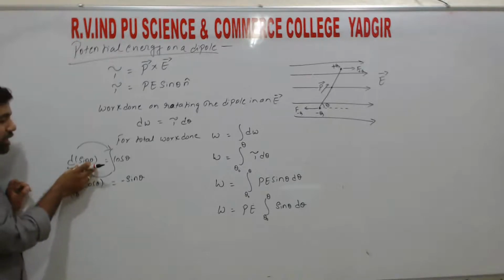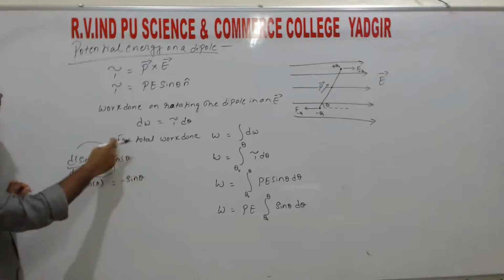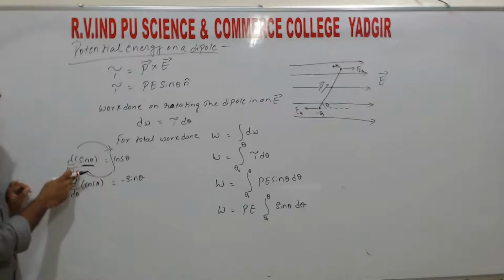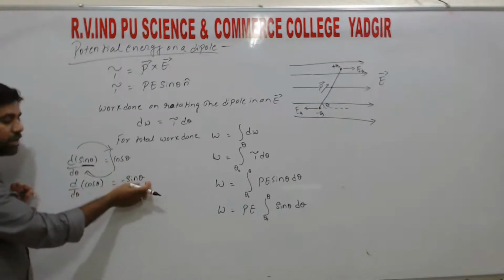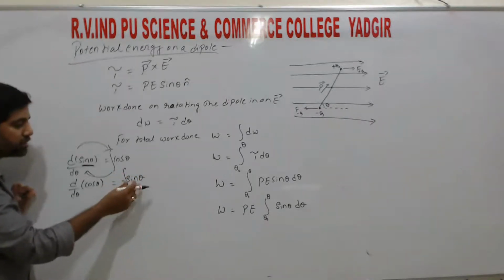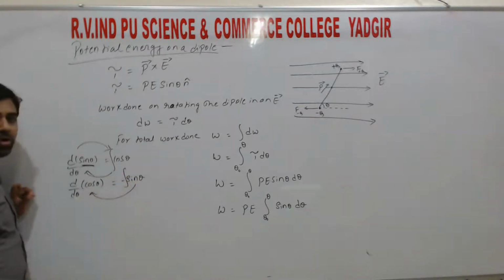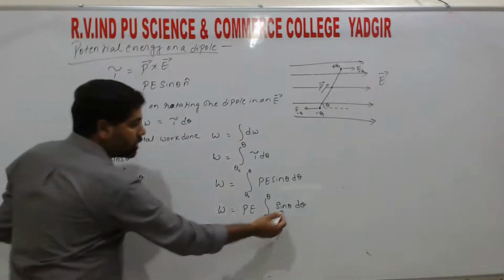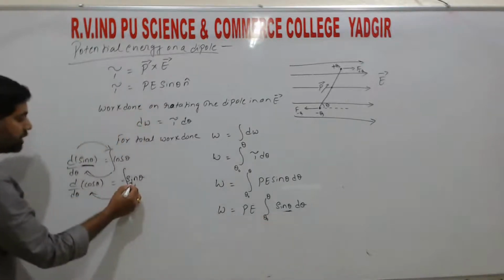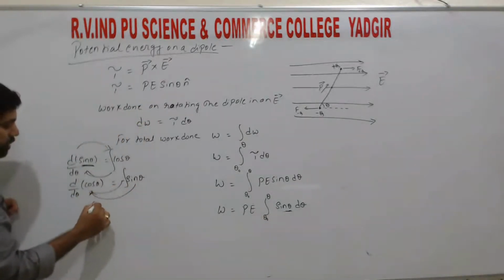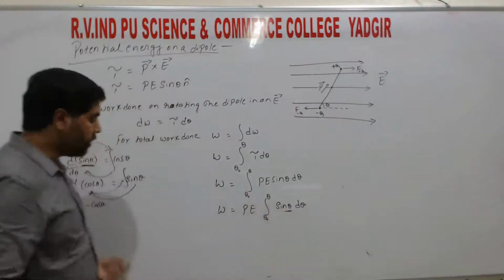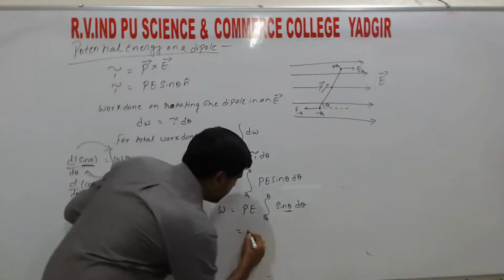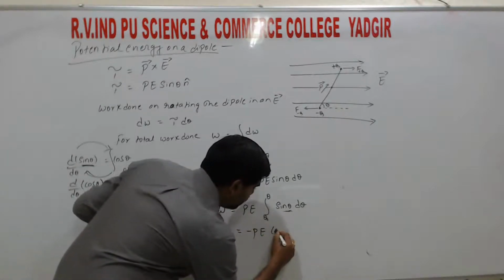Here, differentiating sin theta gives cos theta, so integrating cos theta gives sin theta. Similarly, differentiating cos theta gives minus sin theta. That means integrating minus sin theta should give cos theta. But here we have sin theta, so what do we get? Minus cos theta. That means if we integrate sin theta, we get minus cos theta, so it becomes minus PE cos theta.